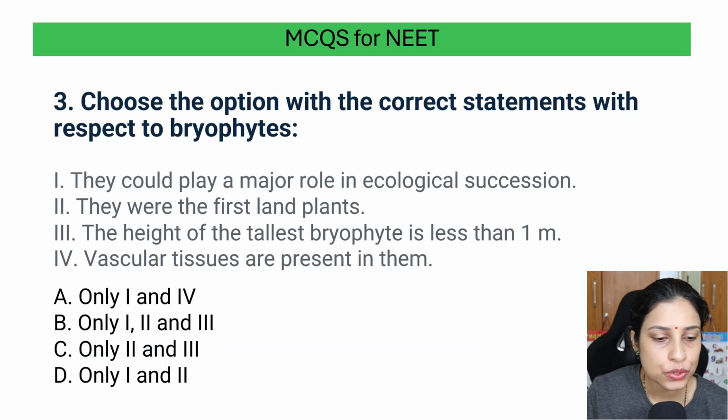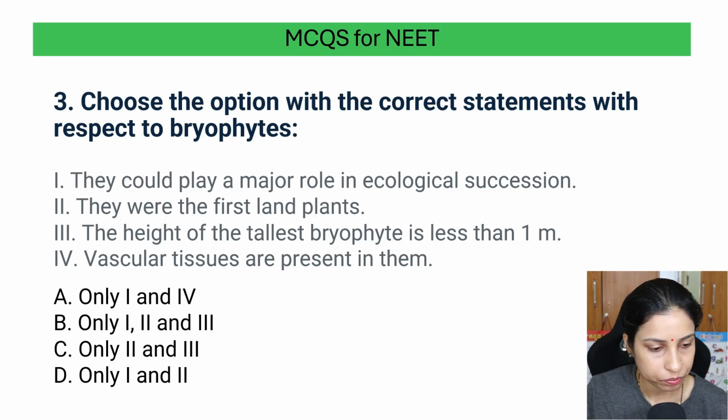Then choose the option with the correct statements with respect to bryophytes. Four statements and four options are given, so carefully read the statements and click the correct answer. Now I am reading them, all related to bryophytes. They could play a major role in ecological succession. They were the first land plants. The height of the tallest bryophyte is less than 1 meter. Vascular tissues are present in them.